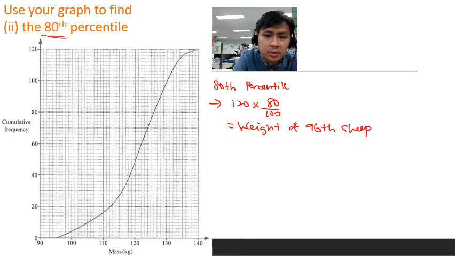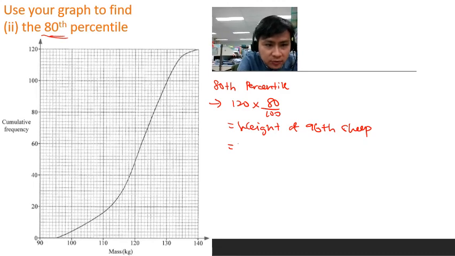So again, draw dotted lines from your graph. From the y-axis, the 96 will be over here. You just draw dotted lines, use your ruler, draw dotted lines until you hit the graph. And from the graph, you draw dotted lines until you hit the x-axis. Once you're done with that, it's actually 129 kg.